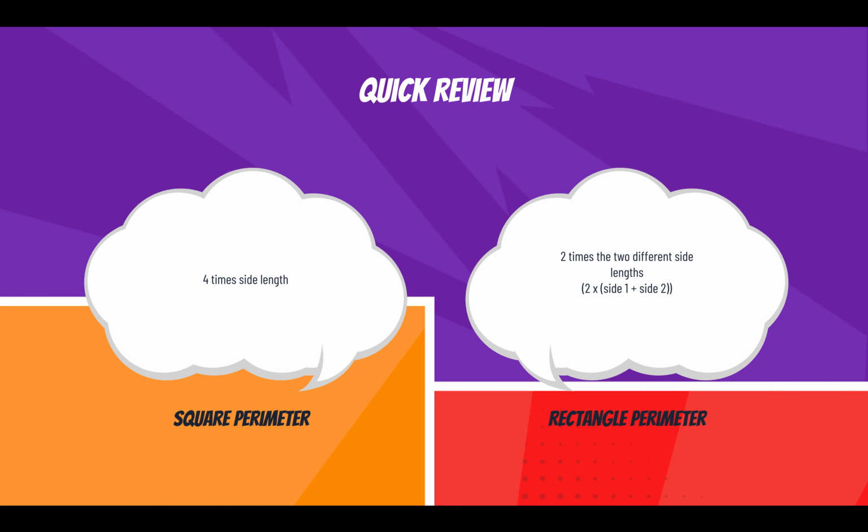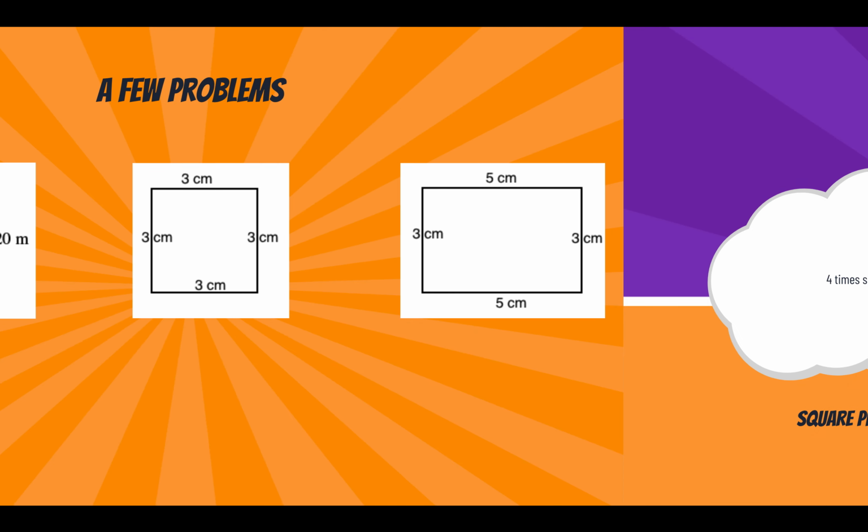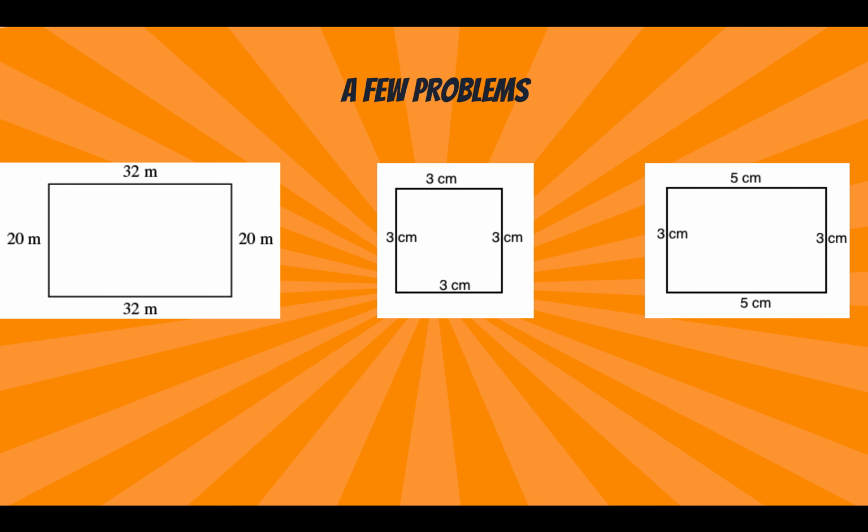So just to have a quick recap, a square perimeter is 4 times the side length, and the rectangular perimeter is 2 times side 1 plus side 2. Add it, then multiply it by 2. So let's try a few problems. Pause the video right here, and remember, use the formula.